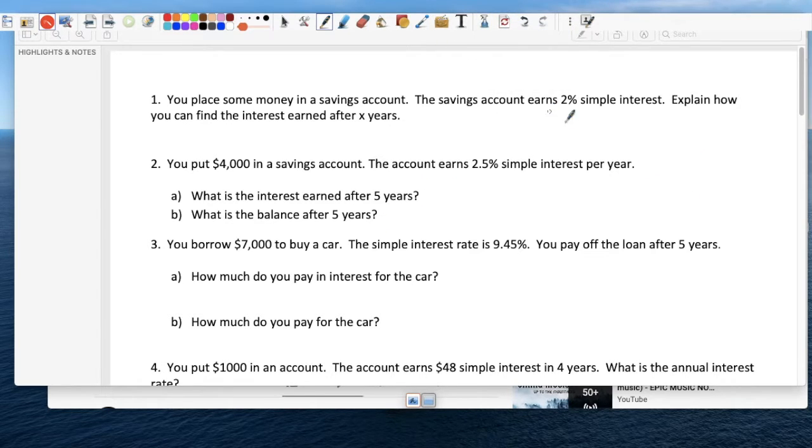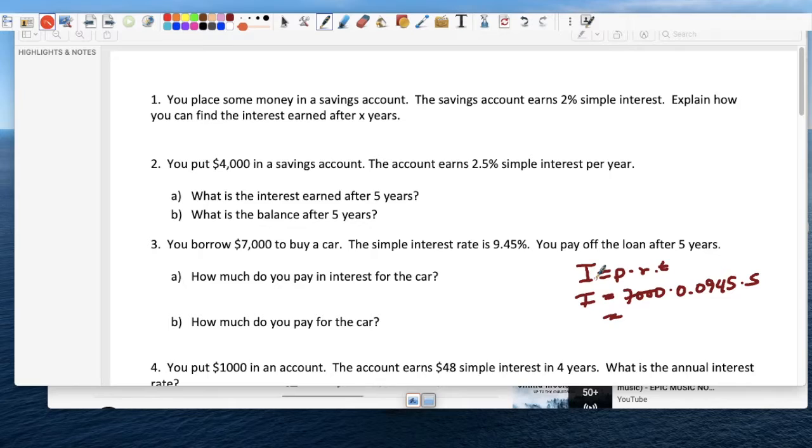You borrow, in this case, $7,000. The interest rate is 9.45%. Obviously, this tells you that you don't have good credit. And you pay off the loan after 5 years. So how much do you pay in interest? Well, I equals PRT. Interest is 7,000 times 0.0945 times 5 years. That doesn't look good at all.